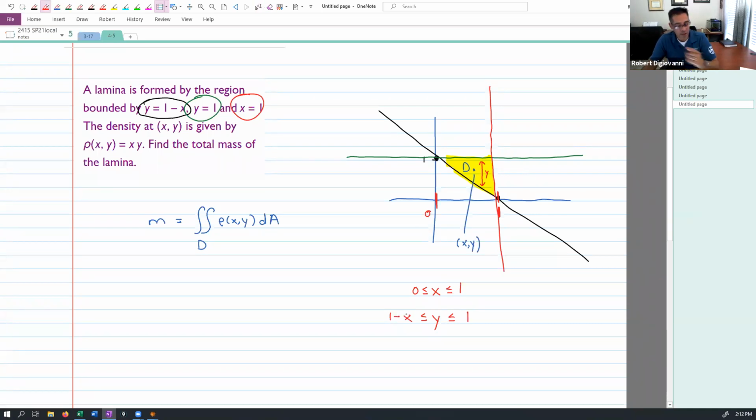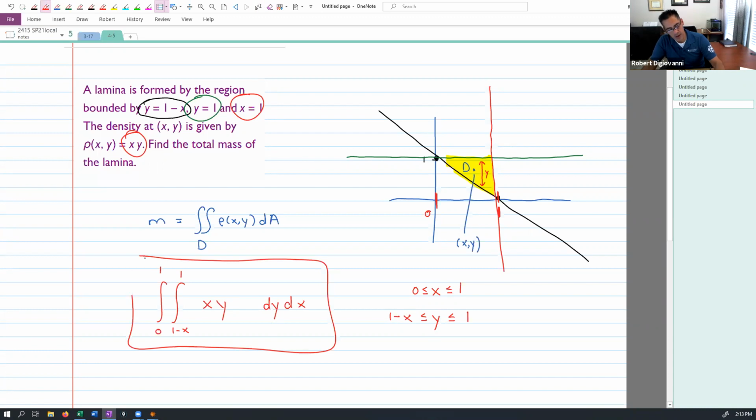And that's it. I mean, the setup now is pretty simple. You just go 0 to 1 here. That's going to mean dx is on the outside because that's my restriction on x. Then we're going to go from 1 minus x to 1. Those are my restrictions on y, so dy goes on the inside. And then what are we integrating? The density function, xy. There it is. There's the setup. Now, I'm not going to take you the rest of the way, but now you've got the integral. If you compute that, you'll get a numerical answer, and that'll give you the mass of that lamina.